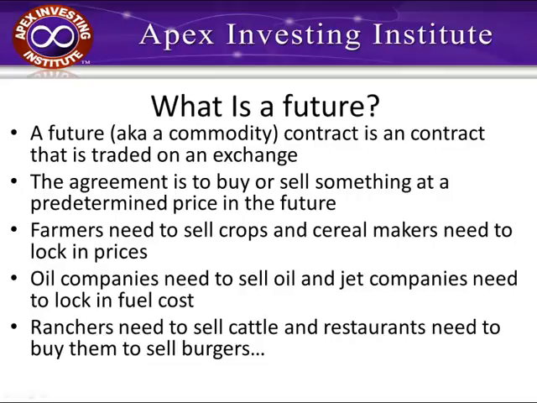So, for instance, farmers need to sell crops and cereal makers need to lock in prices so they can make their cereal and put everything together and make contracts with distribution and all that. Oil companies need to sell oil, and jet companies need to lock in fuel costs. That's one of the reasons that Southwest Airlines was so successful. In the early 2000s, a lot of the airlines were having major issues after 9/11, but Southwest was very successful despite all the rising oil prices and the things that happened over the last decade because they used futures contracts. And then ranchers need to sell their cattle, and restaurants need to buy them.